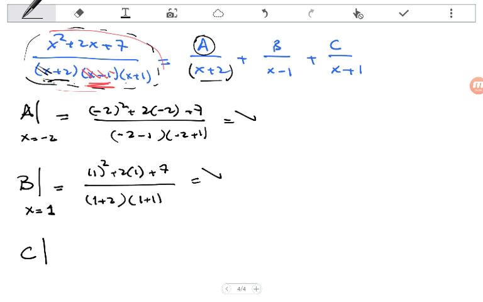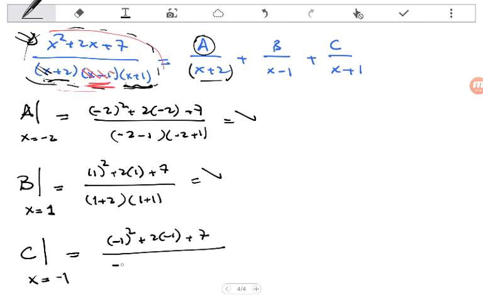Then I can find the value of c, which will be x. I substitute x equals to negative 1 in this expression, but only by covering this bracket. It will be minus 1 squared plus 2 multiplied by minus 1 plus 7 over minus 1 plus 2 and minus 1 minus 1. Okay, then I get this value.